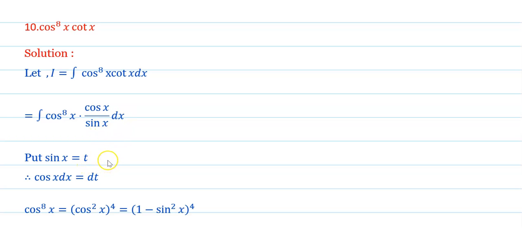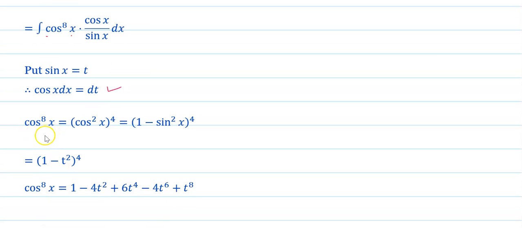Okay. Now the sin of x, if you substitute sin of x is equal to t, then what you will get? Cos of x into dx is equal to dt. Okay. But what about this cos of x raised to 8? We can convert in the form of the sin. Now see this here. Watch how to convert it.